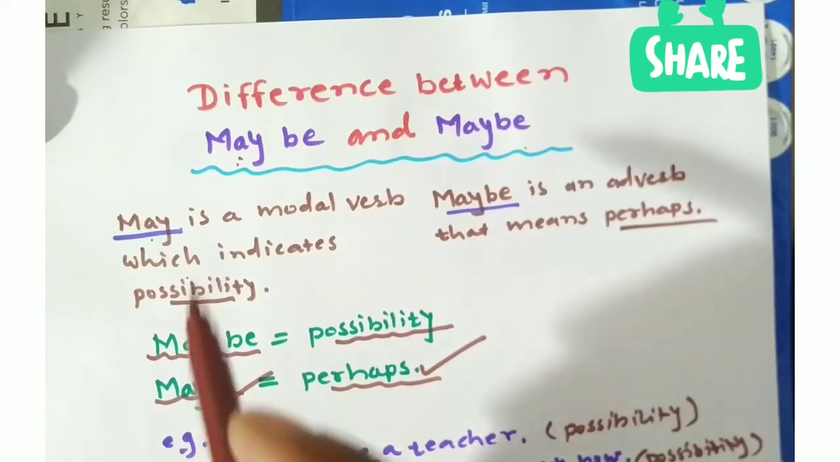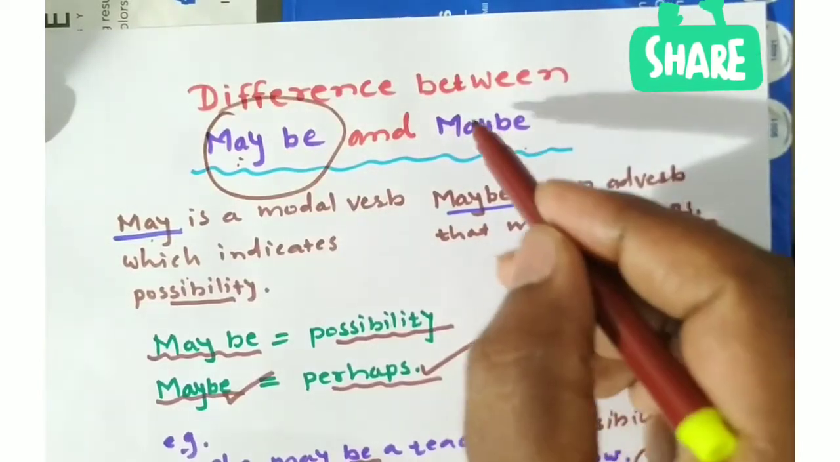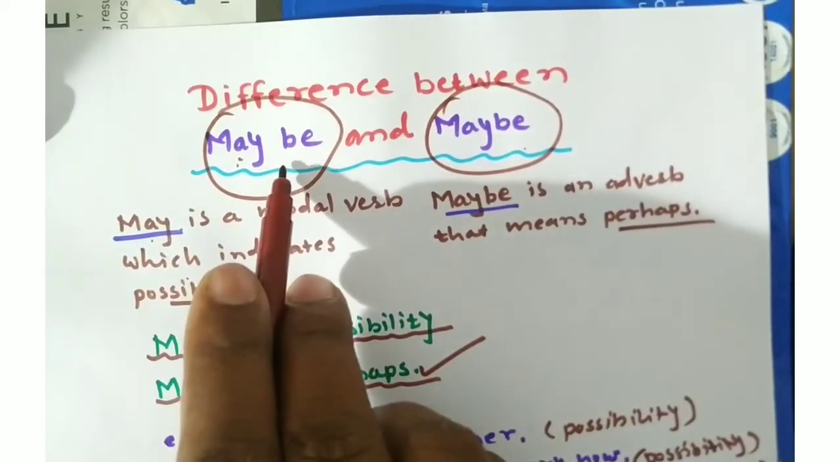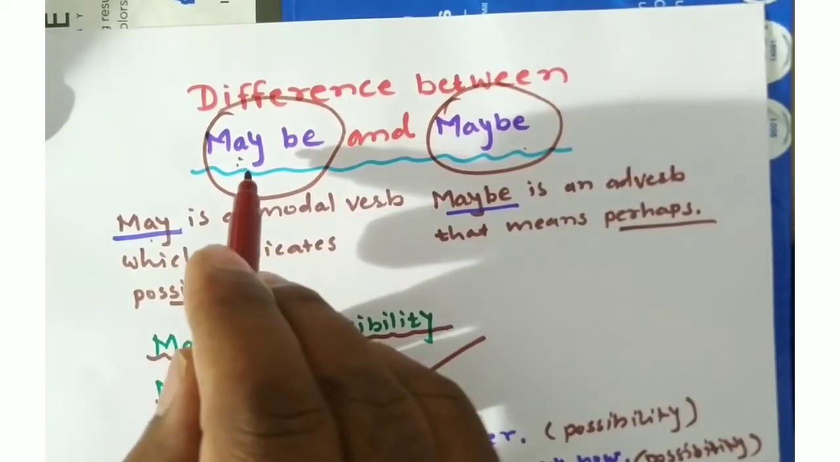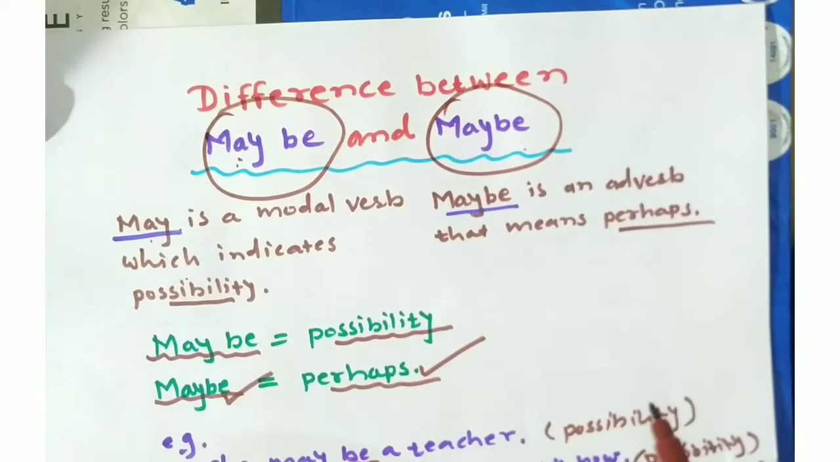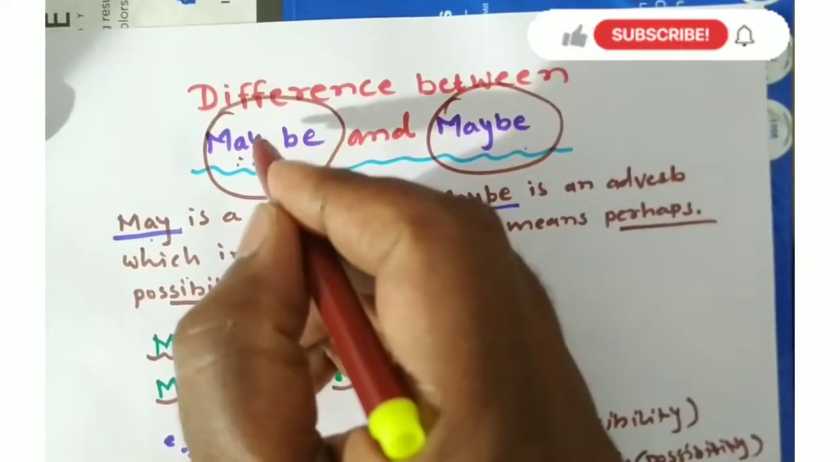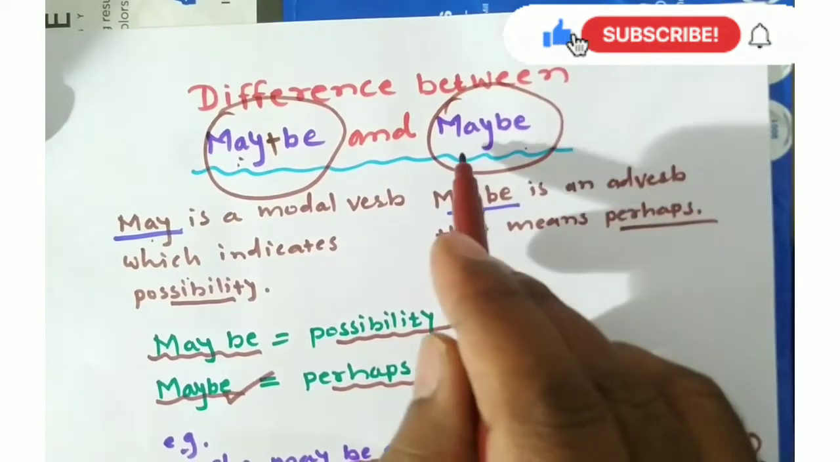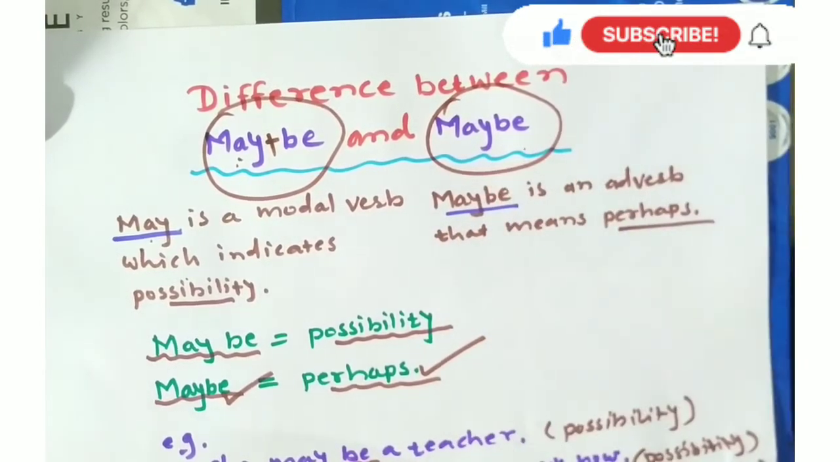Hope you understood the clear-cut difference between these two words. Which two words? This "may be" and "maybe", right? The first "may be" is a modal auxiliary verb followed by the main verb "be". And here this "maybe" is an adverb. It is functioning as an adverb.